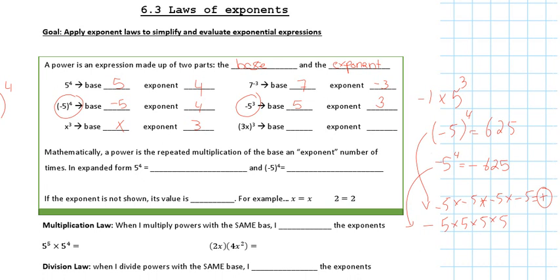All right. Now, how about for this one? What's my base for 3x to the power of 3? 3x, right? And then my exponent is 3. In this case, my base is whatever is inside the bracket. So what's a power? A power is a repeated multiplication of the base, exponent number of times. When I write 5 to the power of 4, it means 5 times 5 times 5 times 5, but we don't write this anymore. We write 5 to the power of 4 because it's much easier. And when I have the negative 5 in the bracket, it means -5 times -5 times -5 times -5.